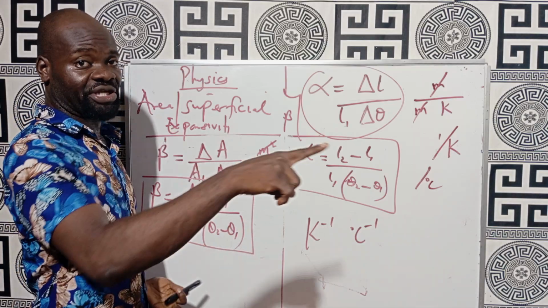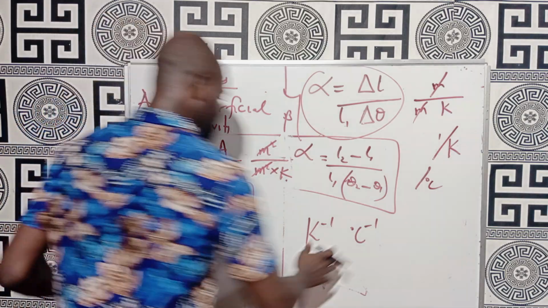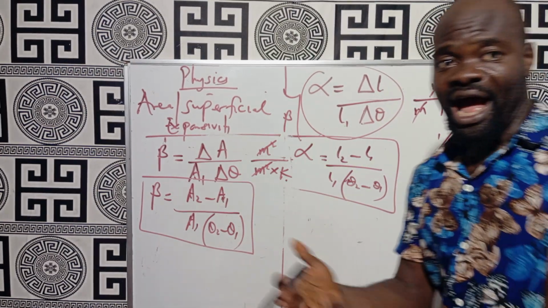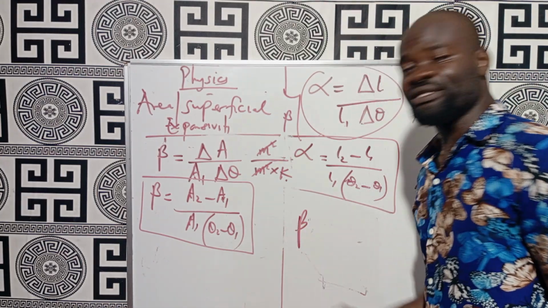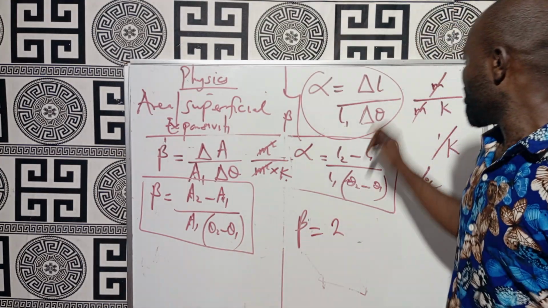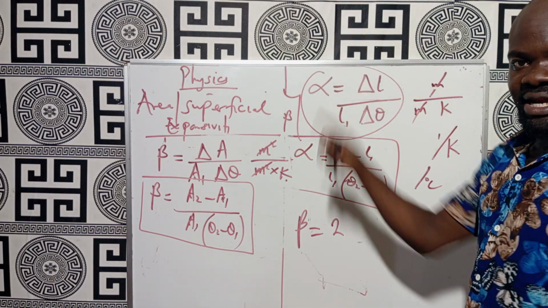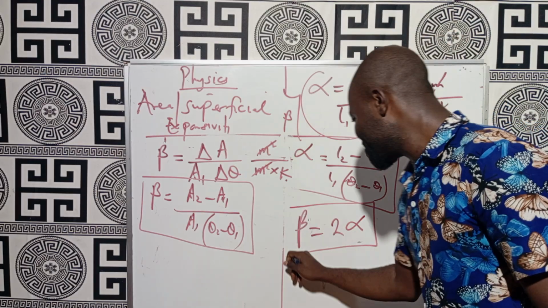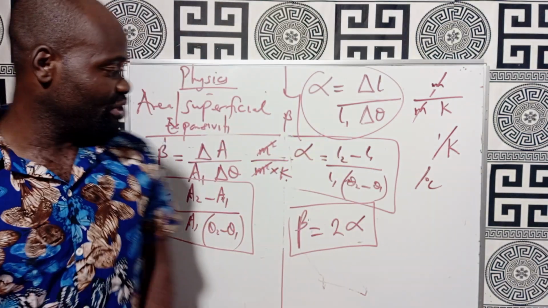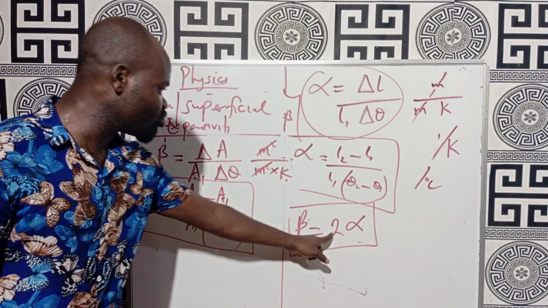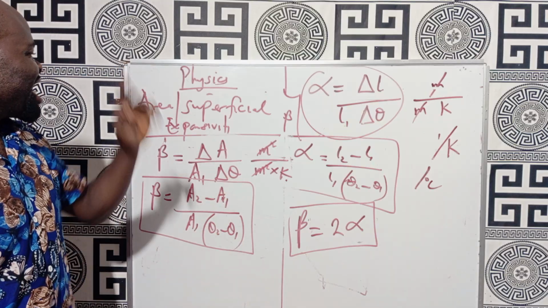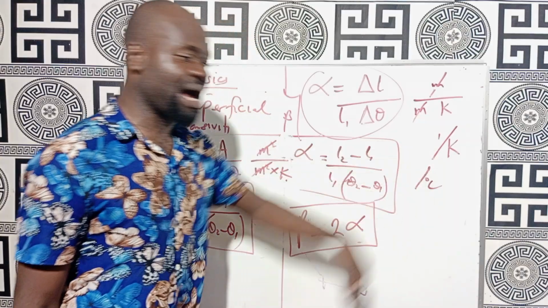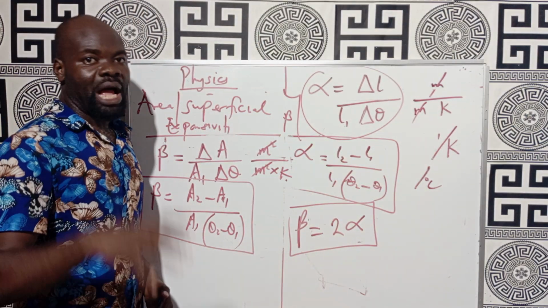Now you have to note this. Linear is one dimension, area is two dimensions. That gives us the relationship between area expansivity and linear expansivity: area expansivity is always twice linear expansivity. So note this, because by the time we get to our next class, we will use all these formulas. Area expansivity equals 2 times linear expansivity, and it has the same unit as linear expansivity, per Kelvin or per degree Celsius. I will stop here for now.